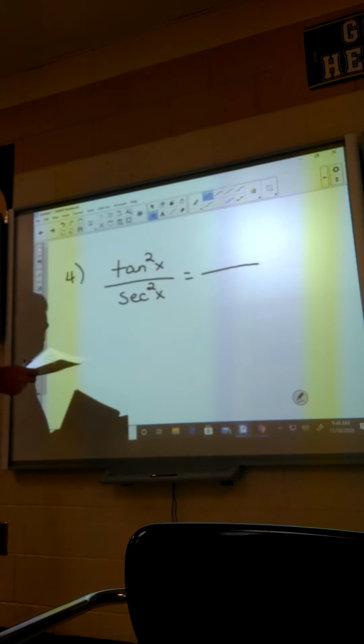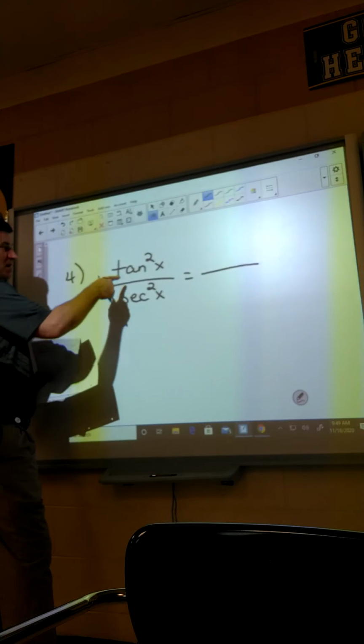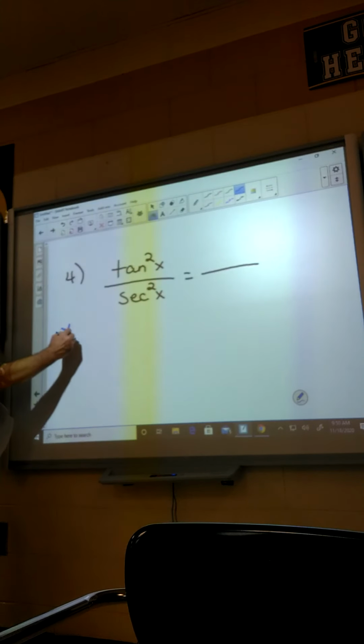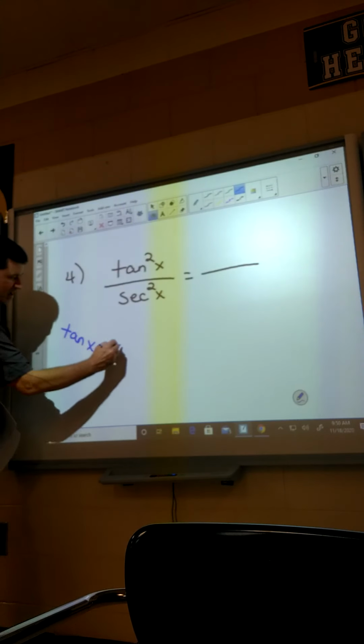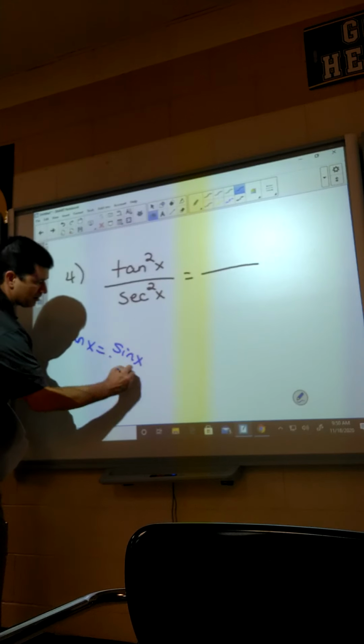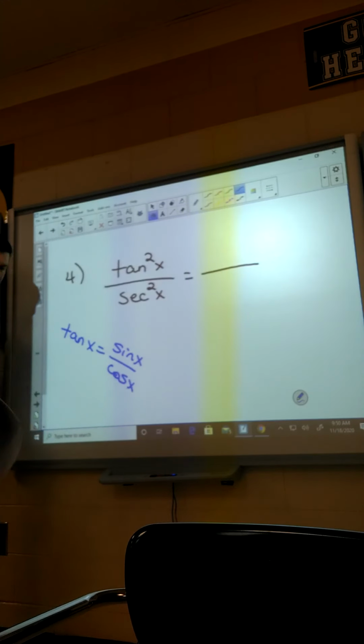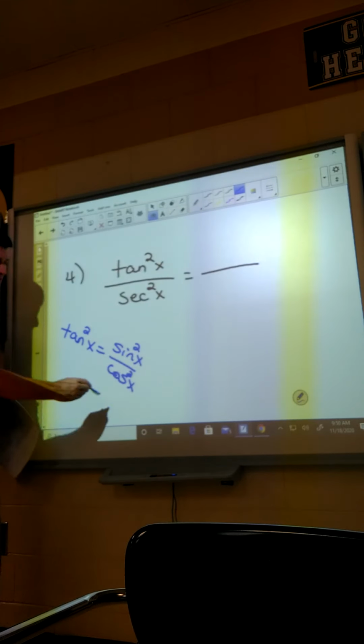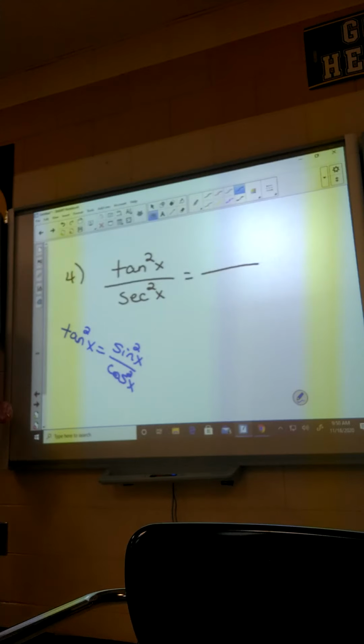All right, so now, Silas, let's follow our rules. Our rules say if it's not cosine or sine, we got to change it. So I got to show Silas this. Silas, do you see on your sheet where it says tan x is sine over cosine? It's at the top. You see that? Yes. Okay. Now, what it doesn't show you, if it's tan squared, then that's a sine squared over cosine squared. That's something you just got to know.